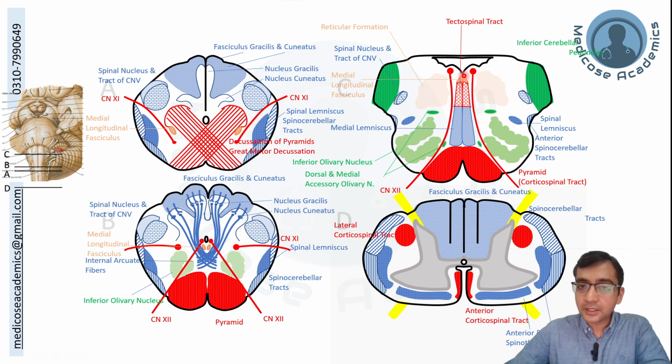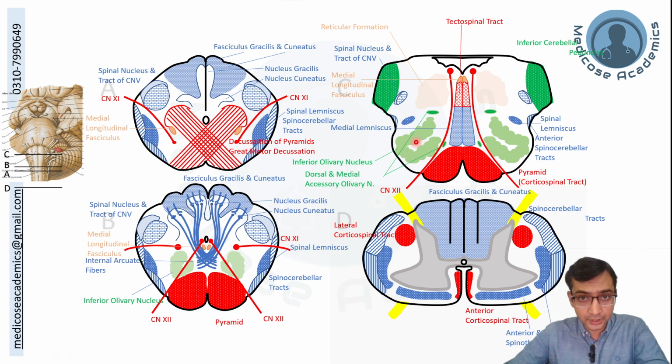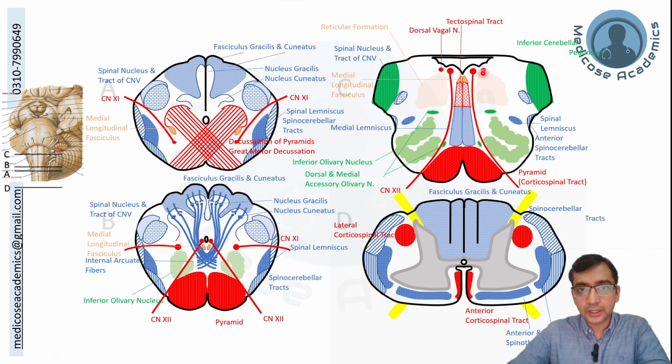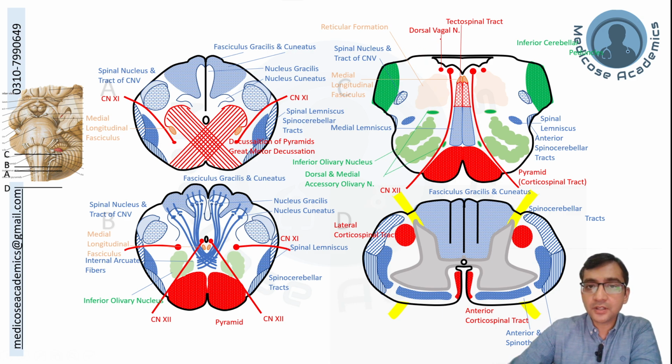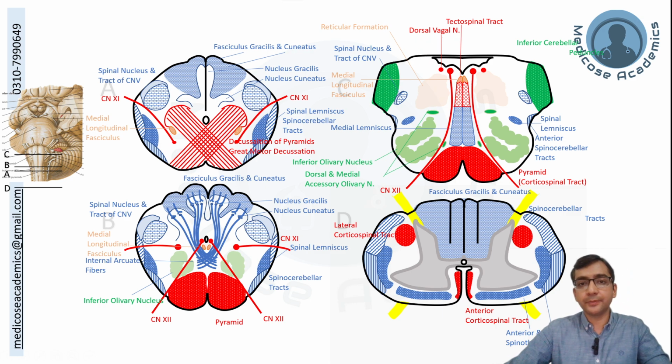And you can see it right here too. It is present just near the midline in front of the fourth ventricle, and its axons exit between the pyramid and the olives. So this is the hypoglossal nucleus and hypoglossal nerve. Let's go on. Just lateral to the hypoglossal nucleus is another nucleus, that is the dorsal vagus nucleus.